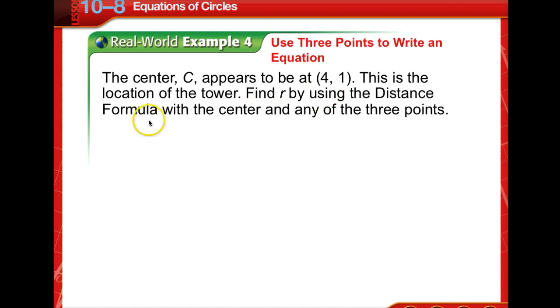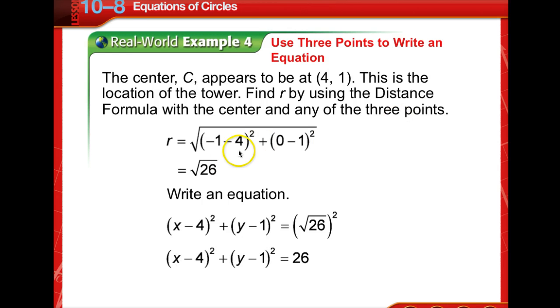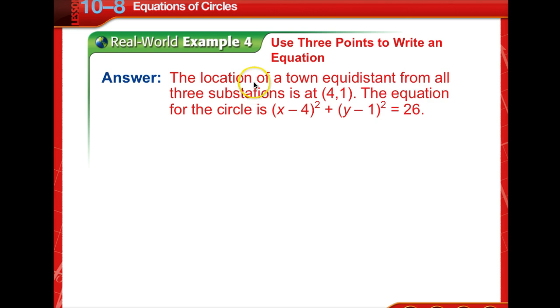Now we find R by using the distance formula with the center and any one of the 3 points. It doesn't matter which you choose. So we get a radius of square root of 26, and we leave this in the format squared. Square root of 26 squared is 26. The location of a town equidistant from all 3 substations is located at 4, 1, and the equation for the circle is x minus 4, y minus 1, both of those quantities squared, equals 26.